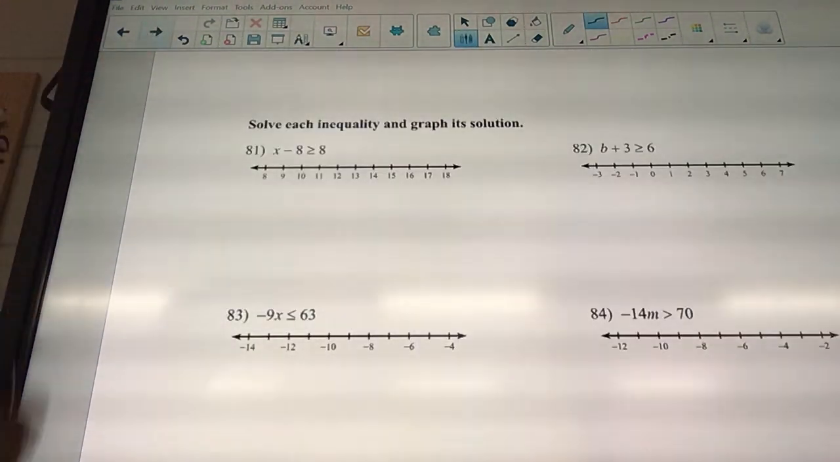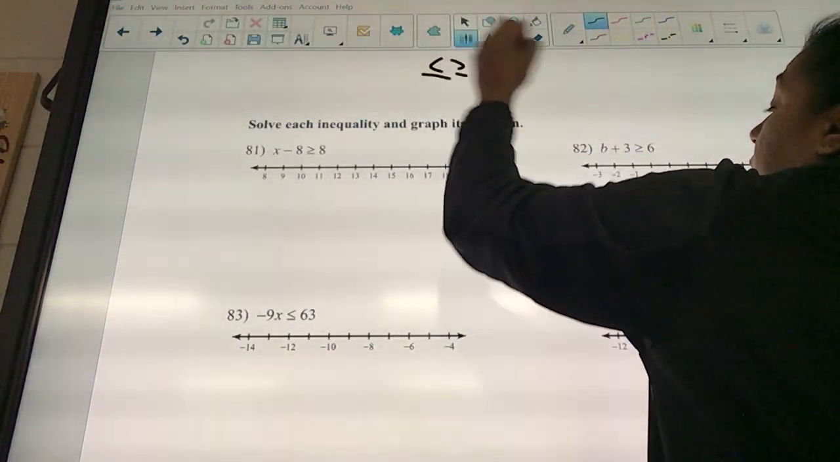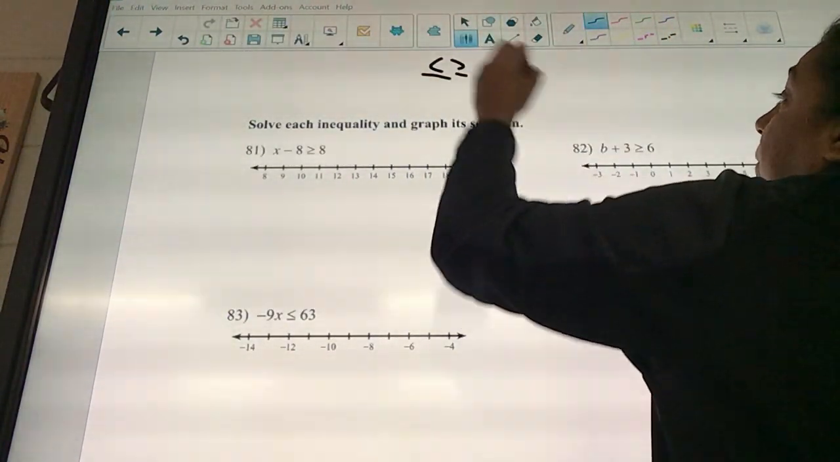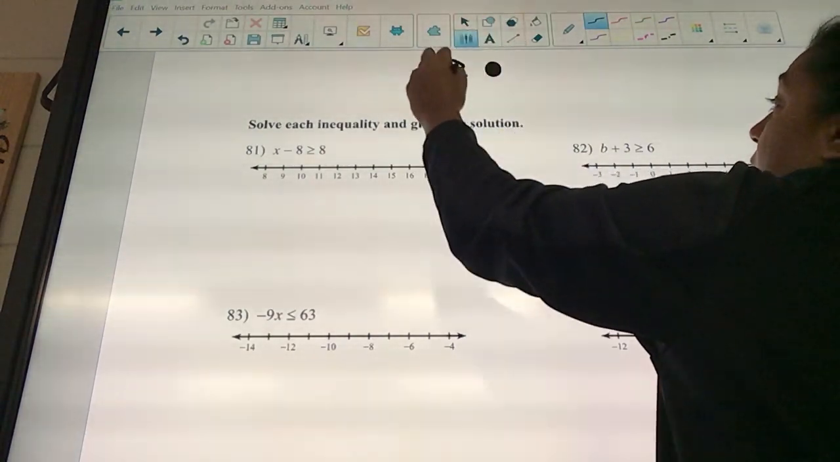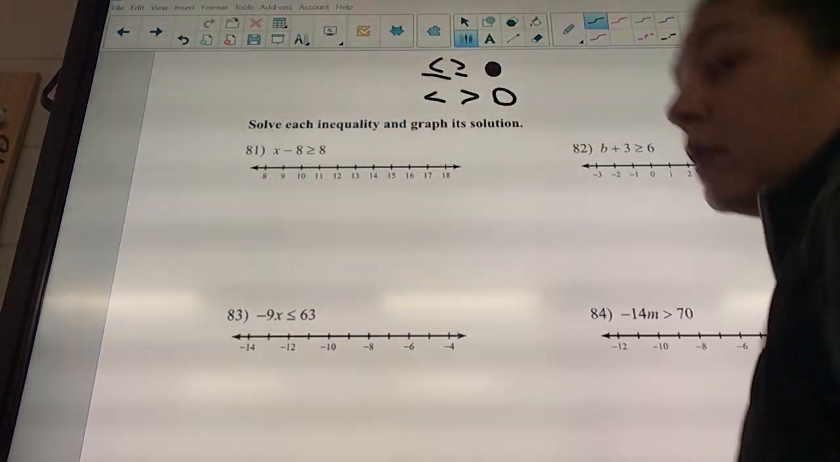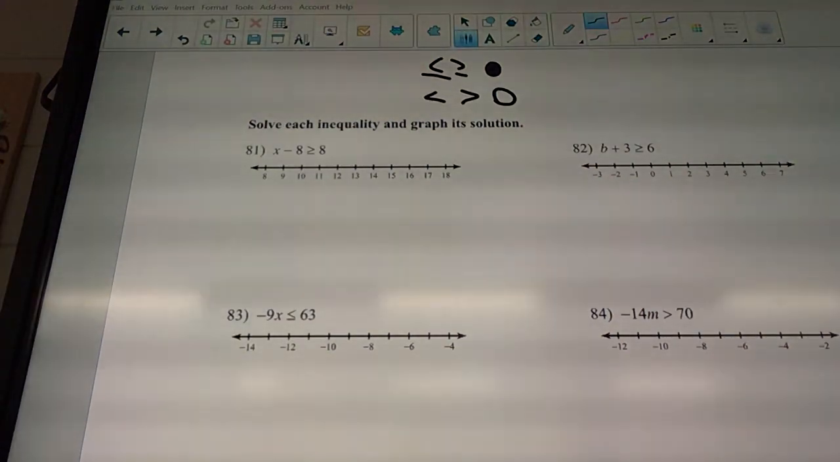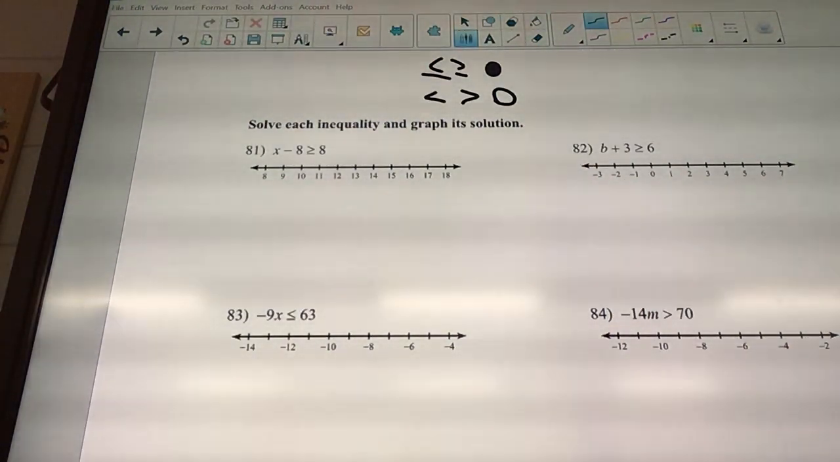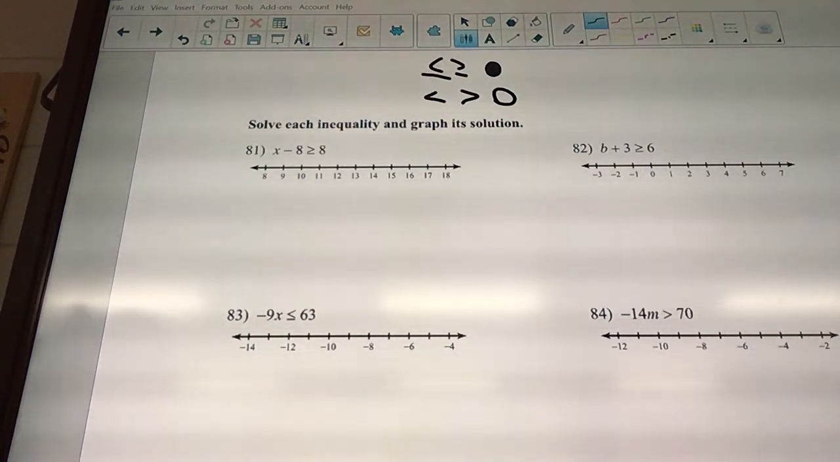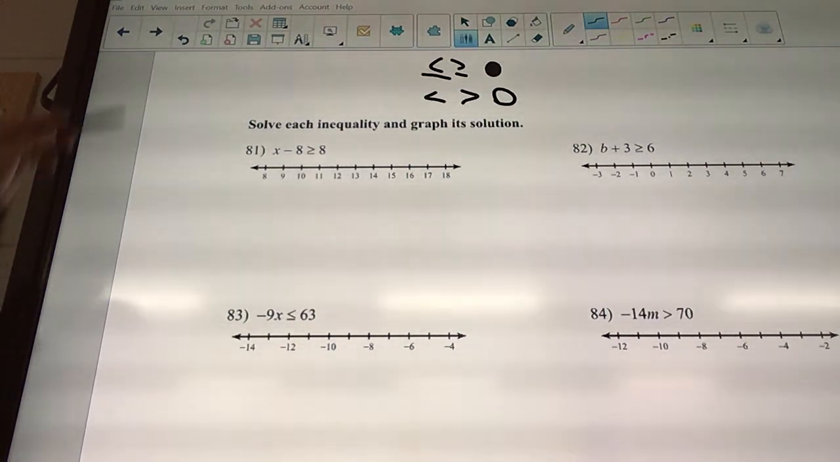Okay, so for all of these, is this an open or closed dot? This is a closed dot, okay? And so this one is open, okay? And so that's all the notes that you would need for numbers 81 through 90. And that's about all I can give you for those. Okay, go to number 91.